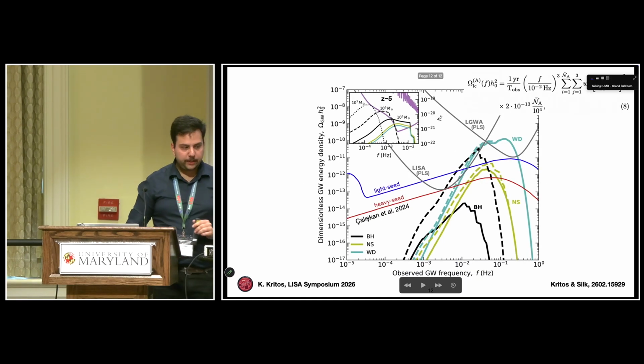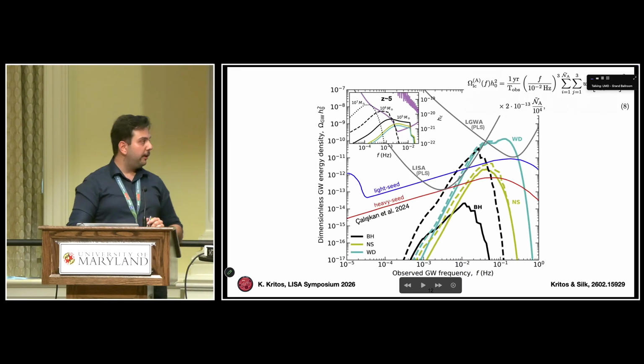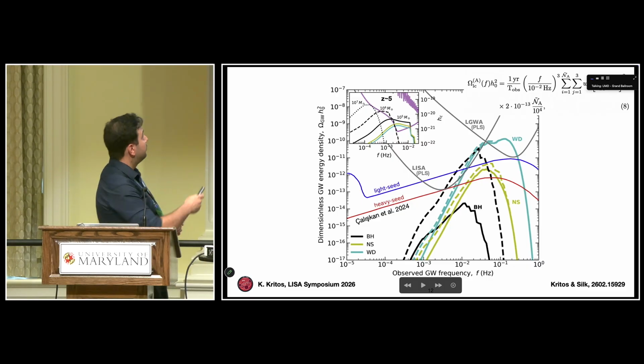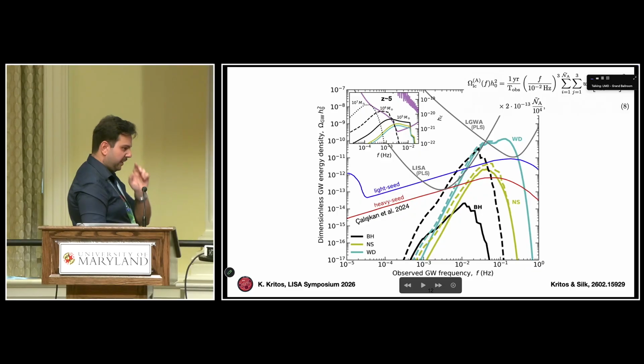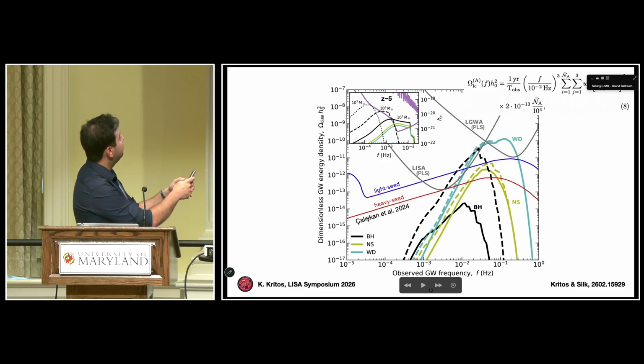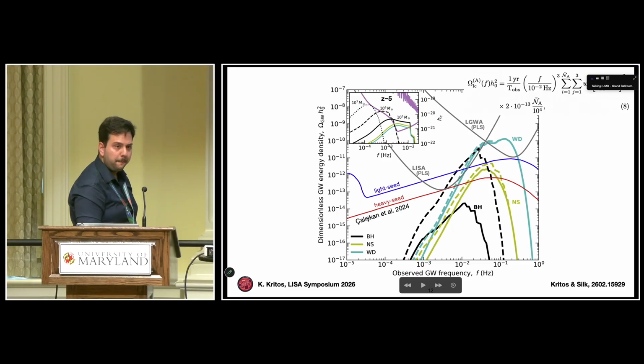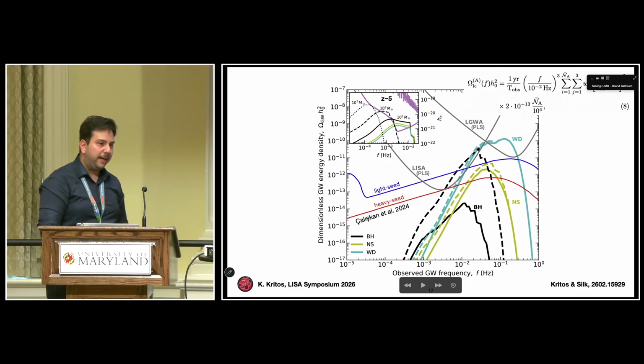Going back to the question I posed earlier, can we detect them? I compute the characteristic strain, an order of magnitude calculation, and you can see some different masses here. This is the mass of the supermassive black hole. I placed this at a redshift of 5, a high redshift event. We can probe these now, and most of these are marginally detectable. So let's look at the background.